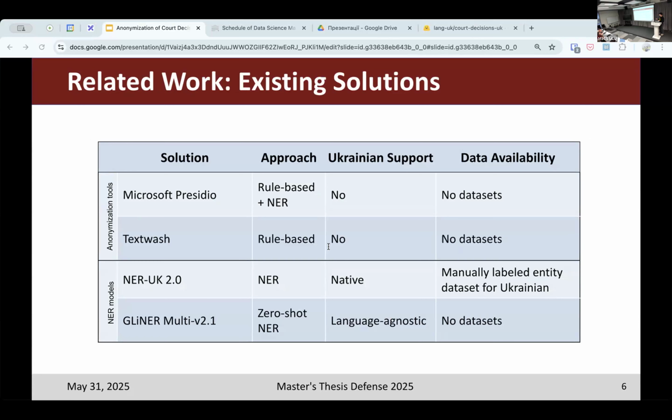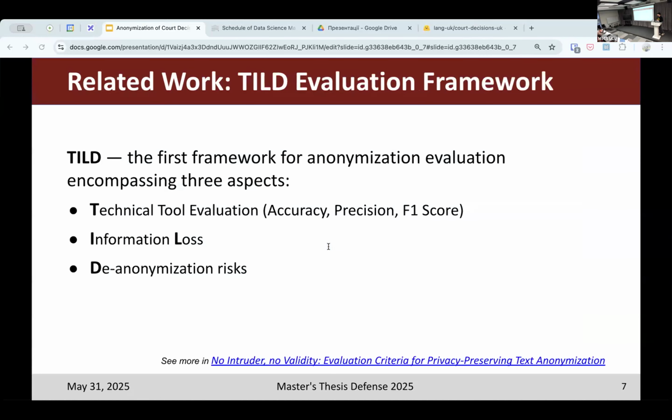But for example, the two most popular tools do not support Ukrainian at all, and they don't have any public data sets. There are NER models that work with Ukrainian. For example, NER-UK is a native tool, and there is a manually labeled data set it was trained on, and there is GLiNER and some other NER systems that are language agnostic, but unfortunately they also don't provide a data set.